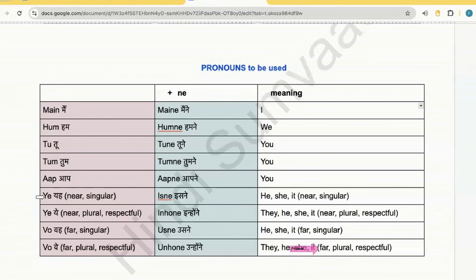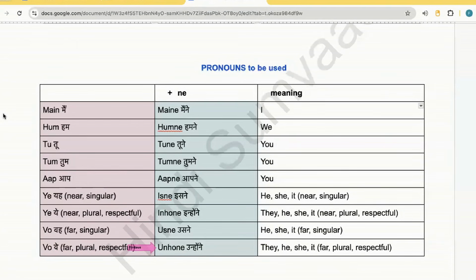So you have ye and wo, only two pronouns in spoken Hindi. But yah, ye, vah, ve in written Hindi or formal standard Hindi. And you have four different pronouns when you add ne. Isne, singular, inhone, plural. Usne, singular, unhone, plural. You need to go through this table once again, understand, self-study कीजिए, समझिए, और फिर याद कीजिए. And also practice कीजिए. Practice करना बहुत ज़रूरी है.